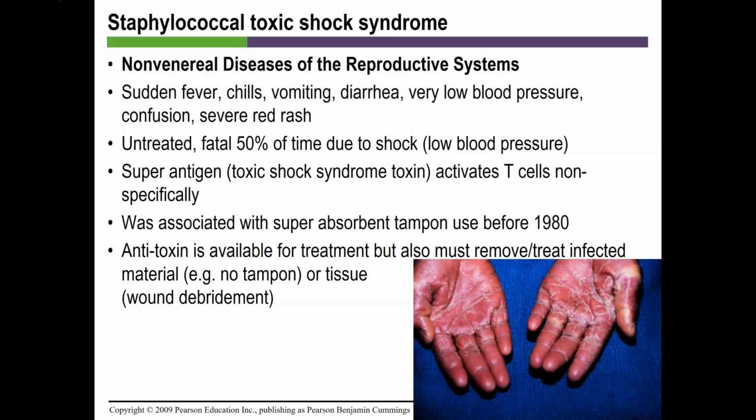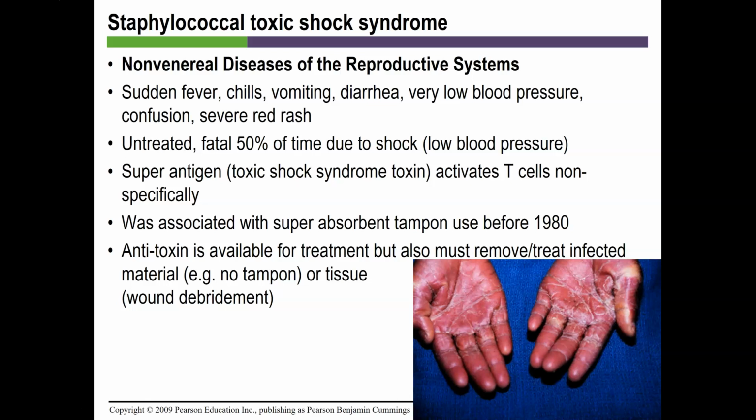If this is not treated, it can be fatal about half of the time due to shock and the low blood pressure that results. What happens is that the toxin produced by the staph is what's called a super antigen. And what it's doing is non-specifically activating lots of T cells. This means there's a lot of T cells that have started releasing cytokines and are activated. So it's not really being presented as an epitope in MHC. Rather, this toxin is binding to the T cell receptor and activating it non-specifically.